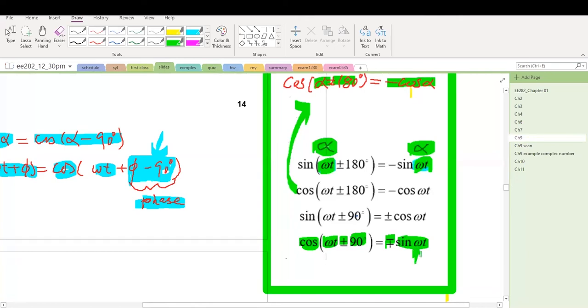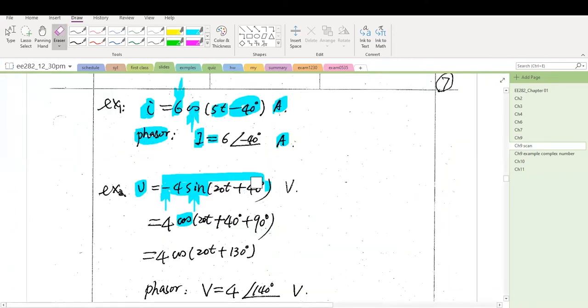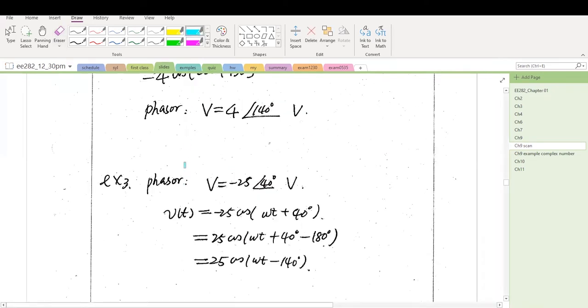Remember, omega t here is the notation of alpha. This portion is alpha, 20t plus 40 degrees, and we need to add 90 degrees. That equals 4 cosine(20t plus 130 degrees). What's the phasor? The phasor is capital V equals 4, that's the magnitude, angle 130 degrees. The unit is volt.